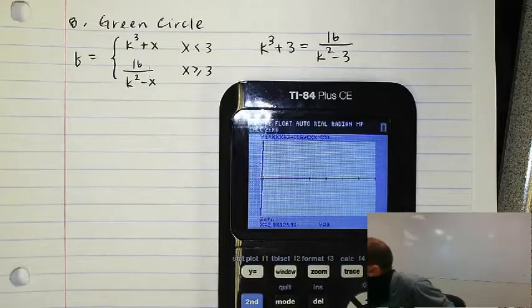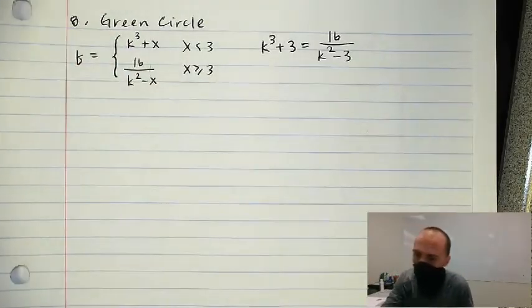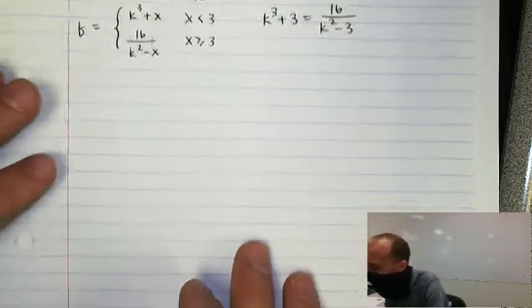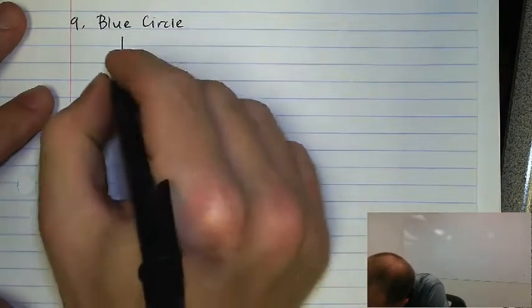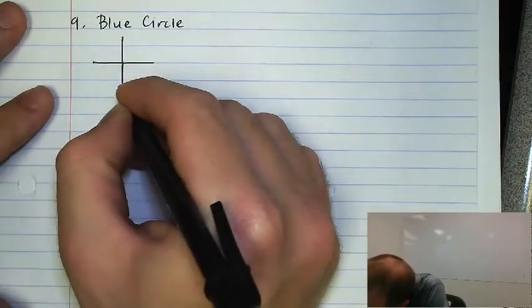All right. Number 9, blue circle. Really like this one. This one is new to me. I've never seen this problem before. I don't know how, but I really like it. I'm definitely going to use it in the future. All right, so this is blue circle. Let f be a differentiable function. The figure above shows the graph of the line tangent. And I'll just kind of copy what the line tangent looks like.